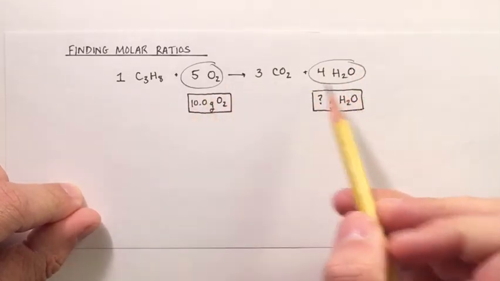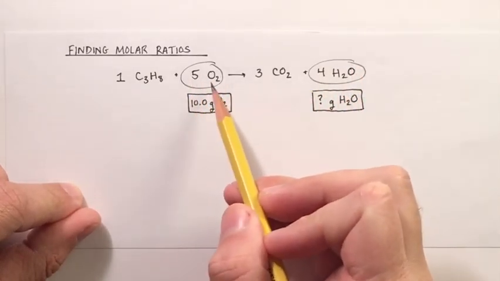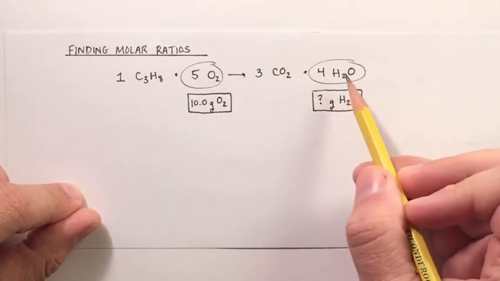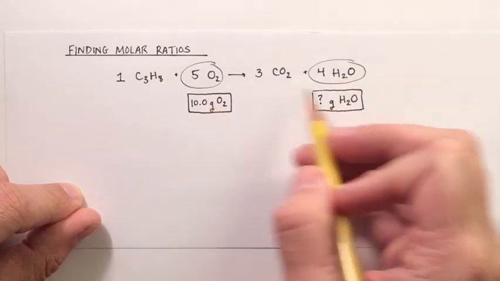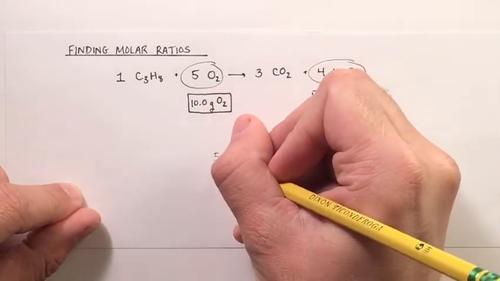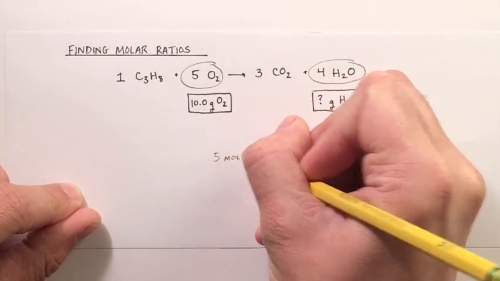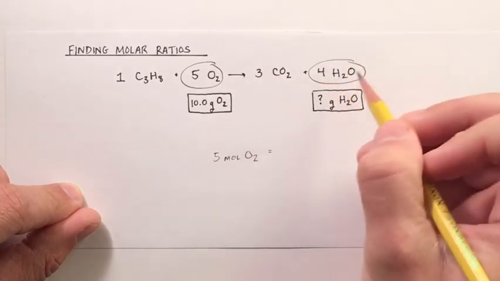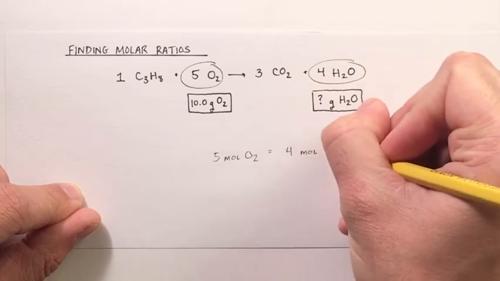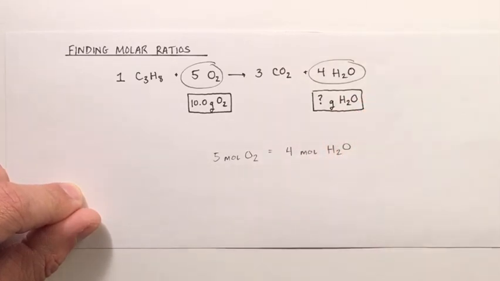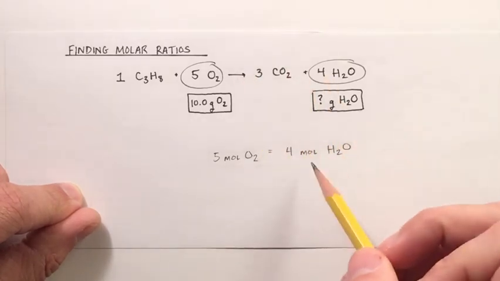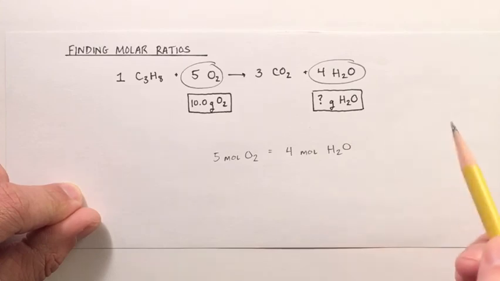In this chemical equation, we need 5 moles of oxygen, and after the reaction takes place, we'll have 4 moles of H2O. So to make this conversion factor, all I'm going to do is add a unit in here, so 5 moles O2, and I'm going to set it equal to my coefficient from the other side, 4 moles H2O. And that's it. That is our conversion factor we can use to switch from moles of O2 to moles of H2O. It really is that simple.